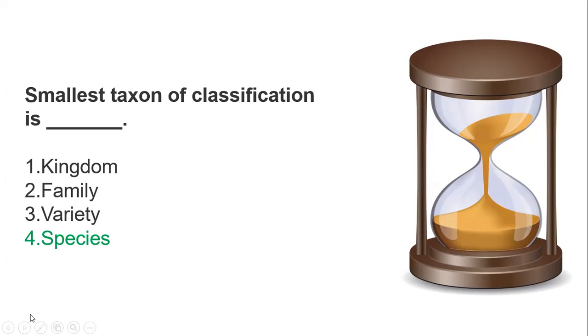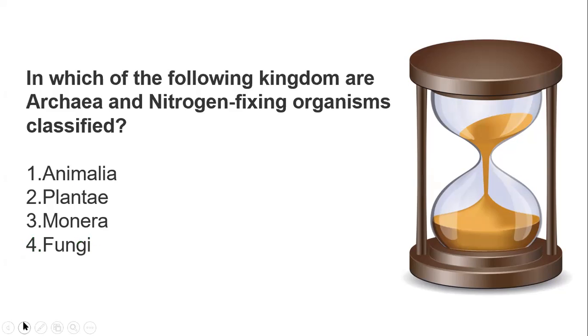As per the taxonomical hierarchy, species is the basic unit of classification, followed by genus, family, order, class, phylum, kingdom, right? KPCOFGS, right? It's also a confusion for me. Yes, moving forward to the next question.